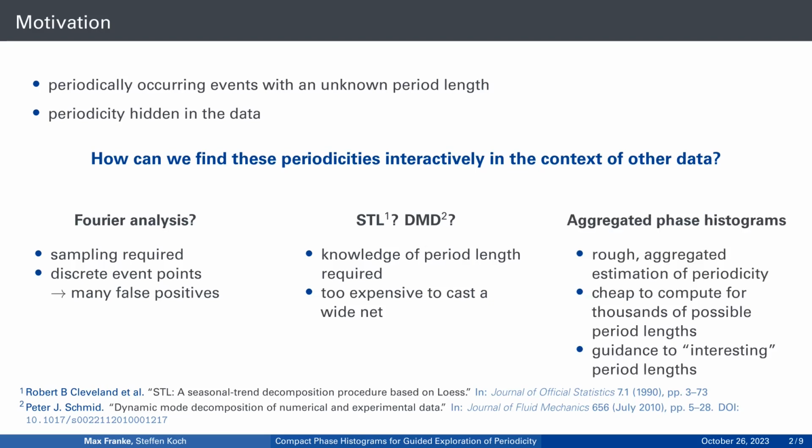Our approach tries to do exactly that by calculating a cheap-to-compute rough aggregation for thousands of possible period lengths. In addition, we calculate quality measures to guide to interesting period lengths.